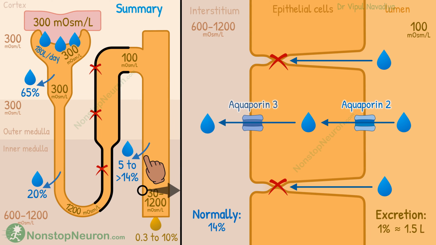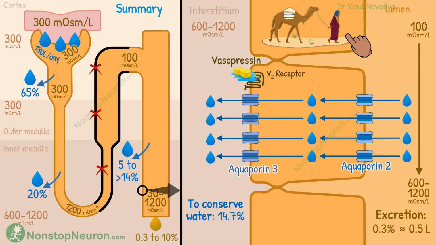The reabsorption from the late distal tubule and collecting duct occurs by transcellular route, involving Aquaporin 2 and 3. The extent of this reabsorption depends on body's needs. Normally, about 14% is reabsorbed, and 1% is excreted. So normal urine output is about 1.5 liters per day. When the body needs to conserve water, the vasopressin increases the reabsorption. In extreme cases, the excretion can decrease up to 0.3% or 0.5 liters per day. The osmolarity in such cases can get as high as 1200.